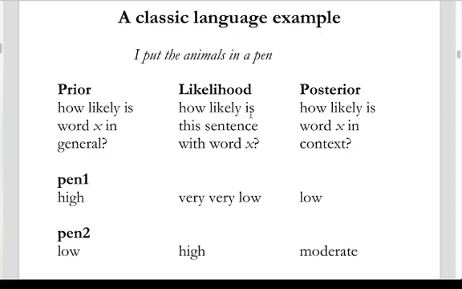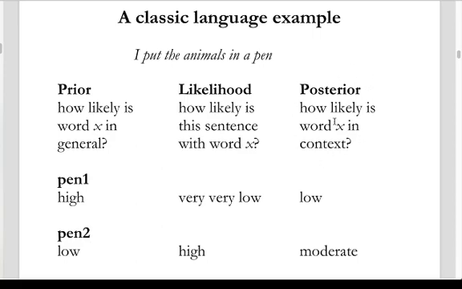What does Bayes' theorem say? It says the posterior is what we're trying to discover here. What we're trying to figure out is how likely it is that the word we've heard here is pen 1 versus pen 2. This is the inference that we're trying to make. And this is going to be the posterior probability of the hypothesis that it's pen 1 in this context, versus the posterior probability that it's pen 2 in this context. These words are the hypotheses we're testing. And so the posterior is what we're trying to discover.